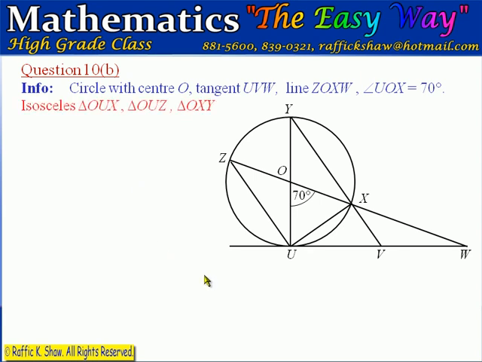Now the first thing we want to observe are our isosceles triangles. Because this is the center of the circle, this line is a radius, and this line also is a radius, and therefore this is an isosceles triangle. OUX is an isosceles triangle. Also, this triangle is isosceles because this is a radius and this is a radius. This triangle also is isosceles because this is a radius and this is a radius. So that's it. We have identified the isosceles triangles.